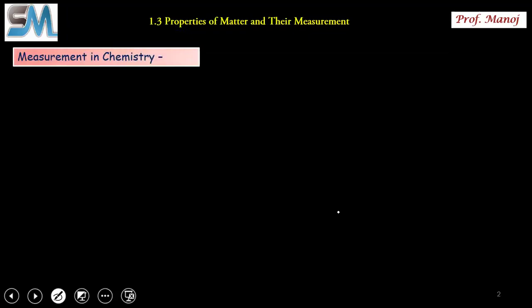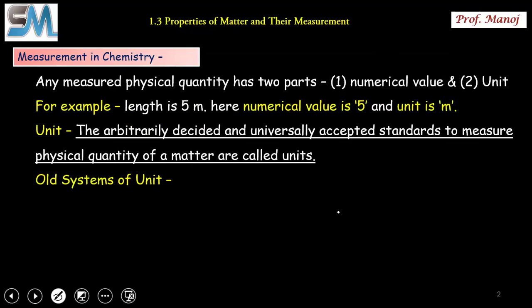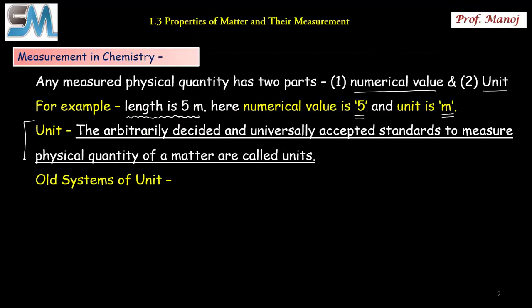So the first point is that when we carry out any kind of measurement in chemistry practicals, this measurement is reported with two things. Number one is the numerical value, and number two, along with it, its unit. For example, if you say length measured is 5 meter, over here the numerical value is 5 and the unit is meter. So what do we mean by the term unit? Unit is any arbitrarily decided, universally accepted standard which measures the physical quantity of matter.